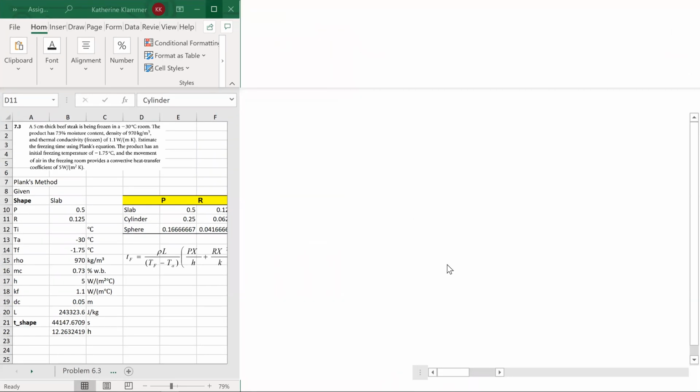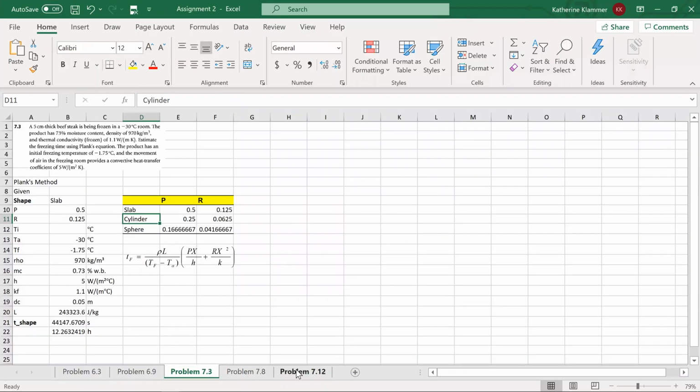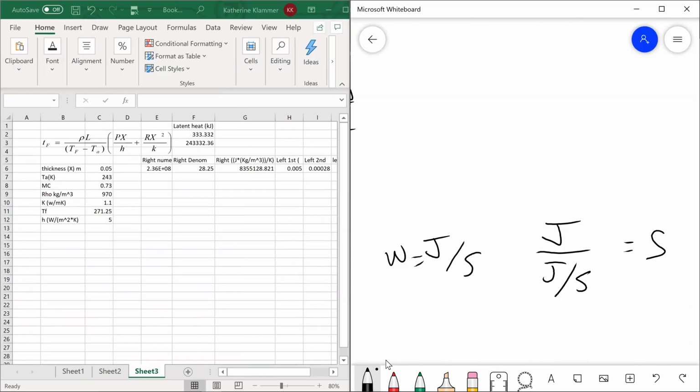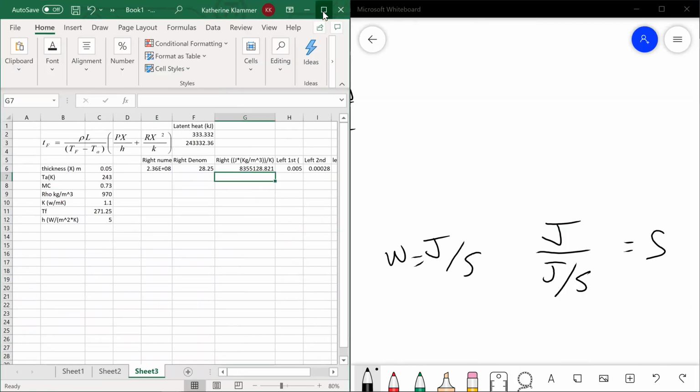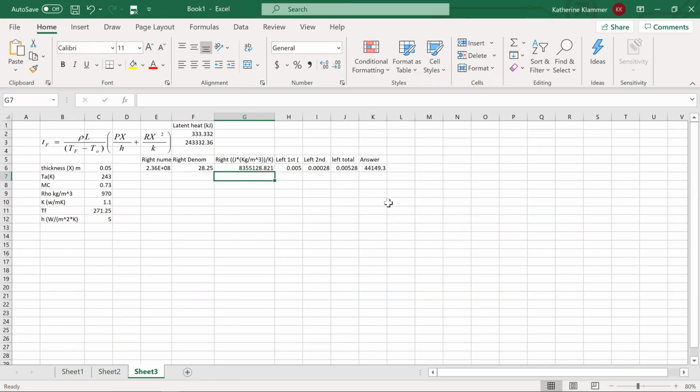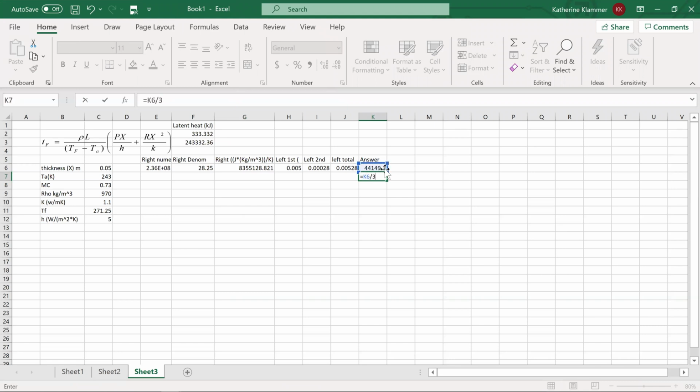You can get caught up in a few different places, but just keep chugging through it, and you'll eventually get to the right answer. If you leave it in seconds, that's fine, but I always prefer putting it into more understandable units. We can put it into hours by dividing by 3,600. That's 12.2 hours, which gives you a better understanding of what the answer means than just 44,000 seconds. But that's Planck's method.